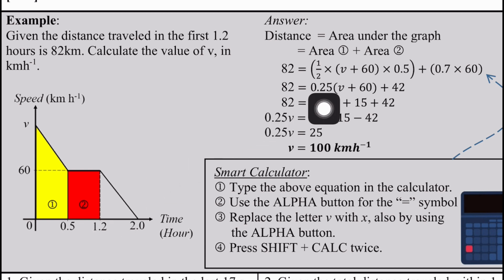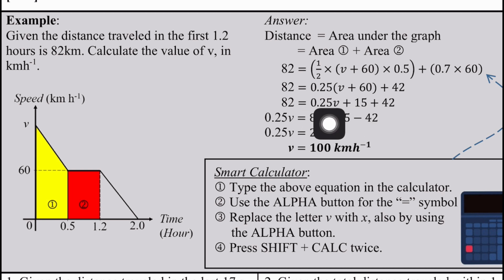And then macam biasalah kita expand benda ni. 1/2 times 0.5 dapat 0.25. Kita expand dapat jadi macam ni. So kita expand masuk ke dalam. So 82 is equal to 0.25 V, plus 0.25 times 60 dapat 15, plus 42.